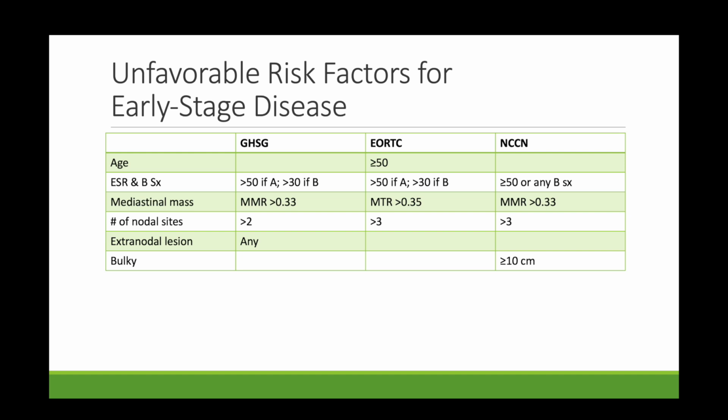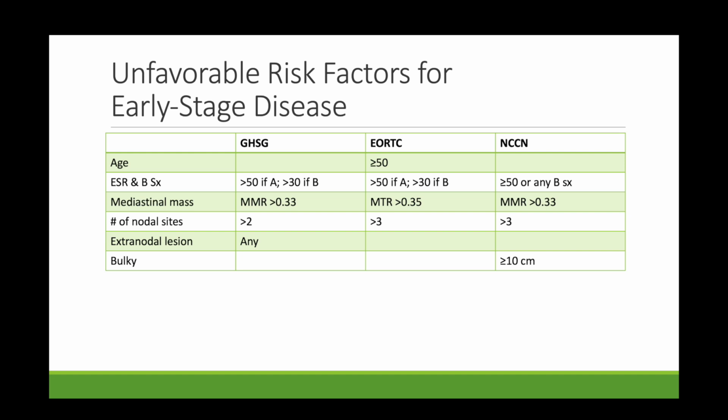The cutoff for the number of nodal sites for German Hodgkin's is 3. So if you have 1 to 2 nodal sites, that's considered favorable. But if you have 3 or more, it's considered unfavorable. For EORTC and NCCN, the cutoff is 4. So if you have 1 to 3 nodal sites, it's favorable. But if you have 4 or more, it's unfavorable. So German Hodgkin's is a little bit more conservative with regard to the number of nodal sites.